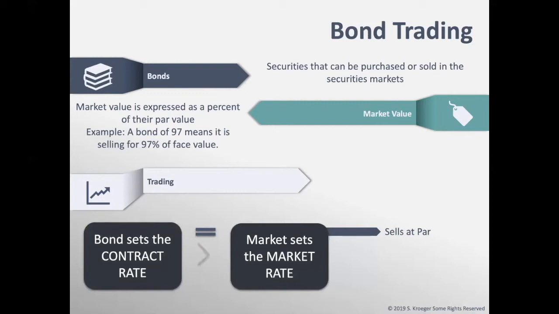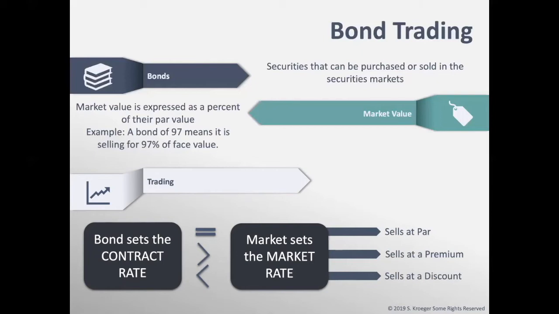When the contract rate is above the market rate, bonds sell at a premium or above par, meaning I can have a $1,000 par value bond that sells for $1,100. When the contract rate is below the market rate, bonds sell at a discount or below par, meaning I can have a $1,000 par value bond that sells for $900.